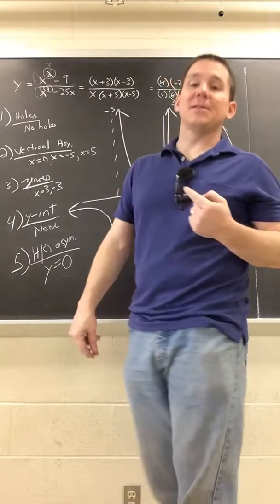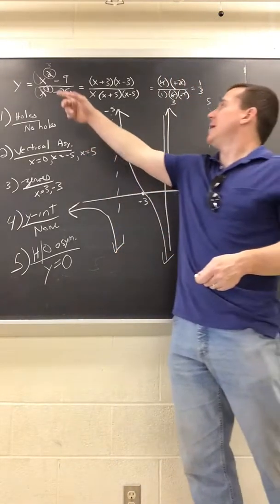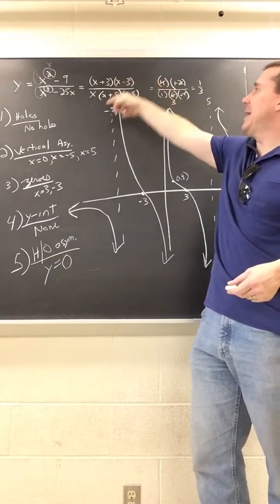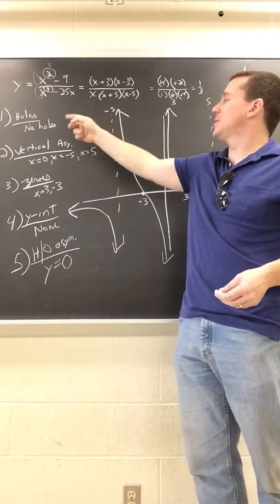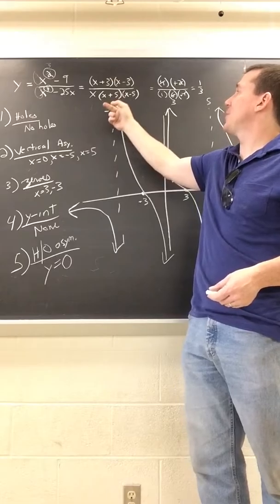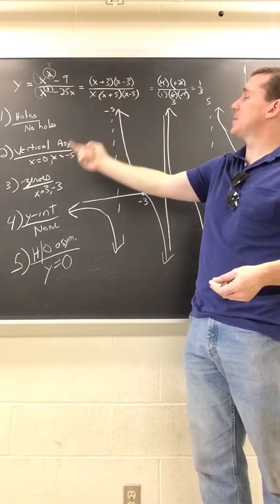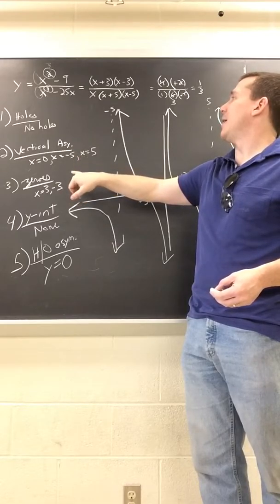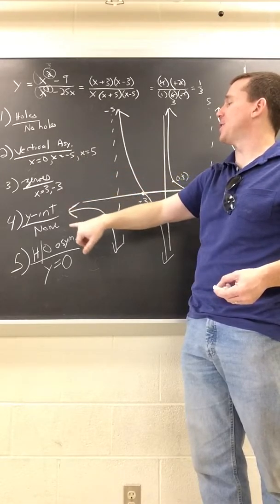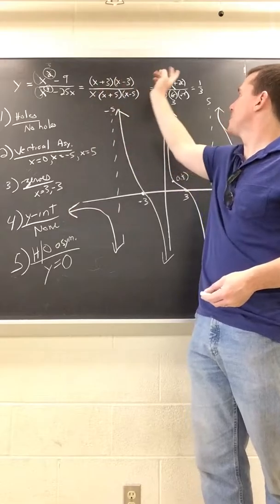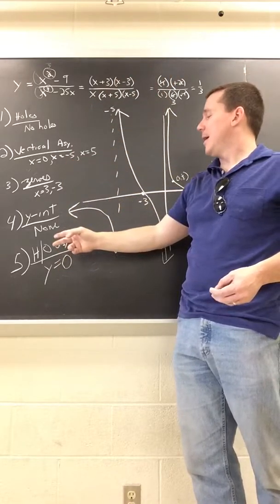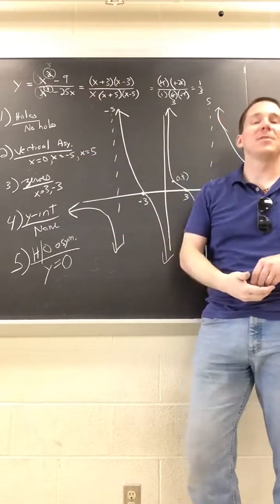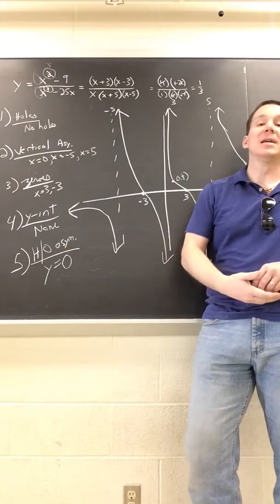As far as the properties go, that's pretty much all you need. Factor it out. Any factors that cancel will give me holes. Then, once you've factored it and it's in lowest terms, zeros in the denominator are vertical asymptotes. Zeros in the numerator are the zeros of the function. For the y-intercept, just plug in x equal to 0 and solve it. And then look at the degrees to determine if the asymptote is horizontal or oblique.